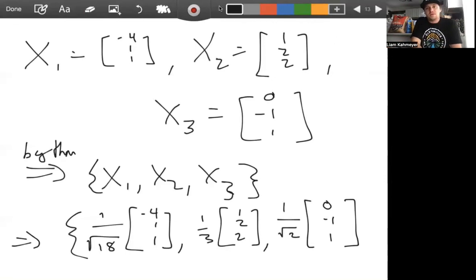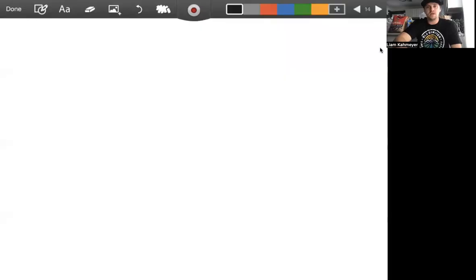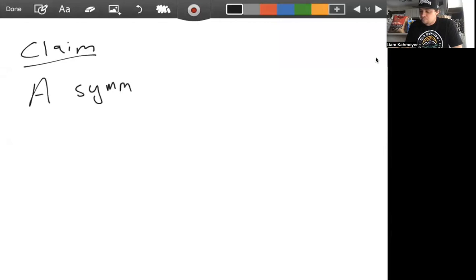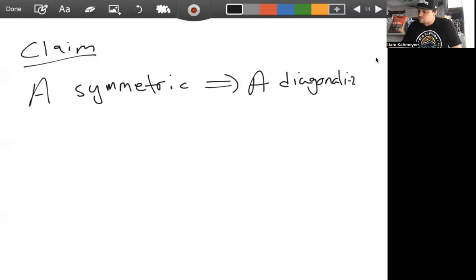All right. So throughout what we've covered, it's been very apparent that there are a lot of analogous properties between symmetric matrices and diagonalizable matrices, right? So I pose the following claim, and that is that if A is symmetric, that implies that A is diagonalizable. Well, let's prove this.